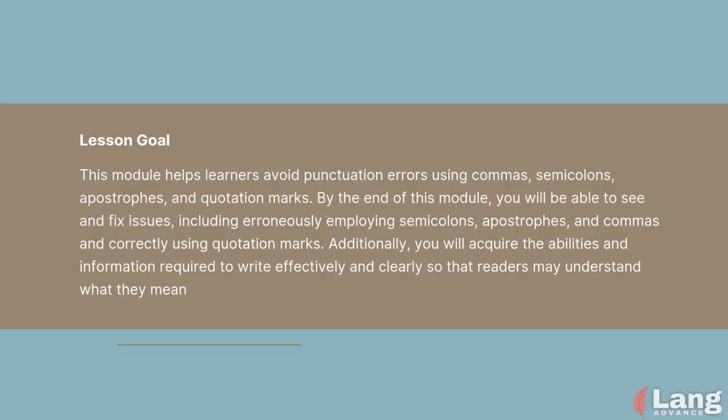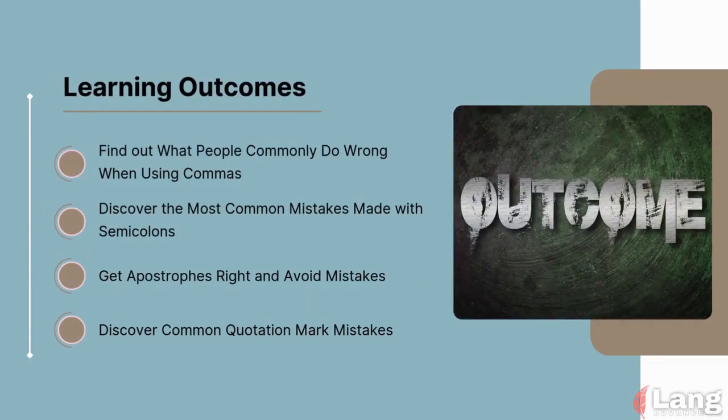Additionally, you will acquire the abilities and information required to write effectively and clearly so that readers may understand what you mean. Learning outcomes. Find out what people commonly do wrong when using commas. Discover the most common mistakes made with semicolons. Get apostrophes right and avoid mistakes. Discover common quotation marks mistakes.